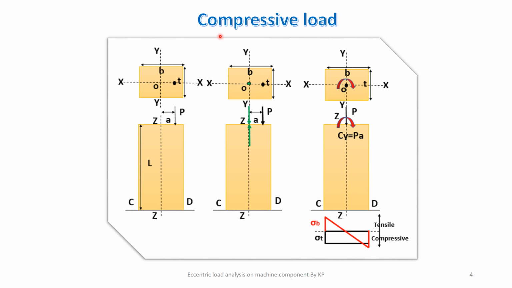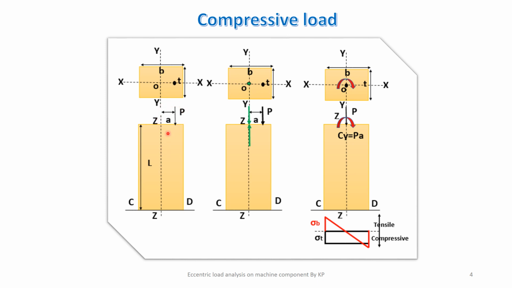Now here, instead of tensile load, if a compressive load is applied on the machine element, what is the nature and effect of the stresses? Here we have again the same member, which has a rectangular cross section. The dimensions are b and t, and the z-axis is aligned along the length. Here we apply a compressive load, and this compressive load is also eccentric in nature because it is applied at a distance a from the ZZ axis.